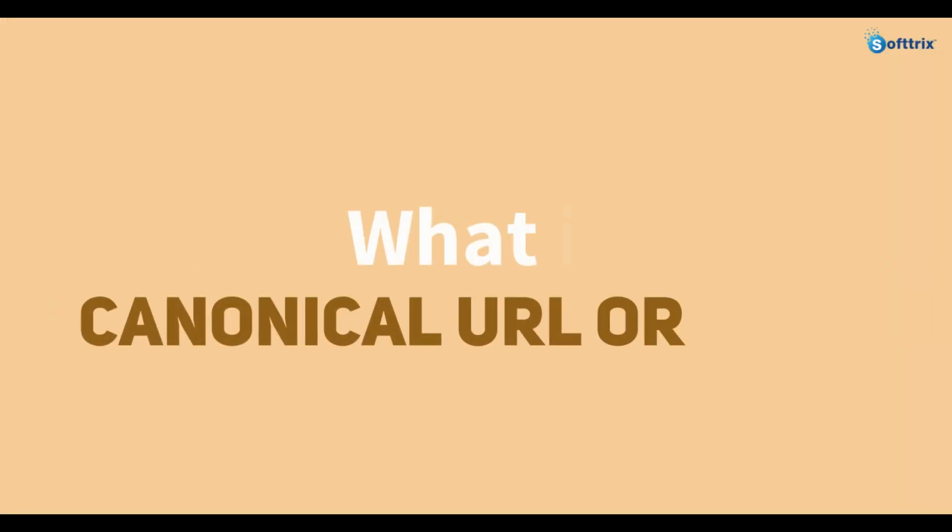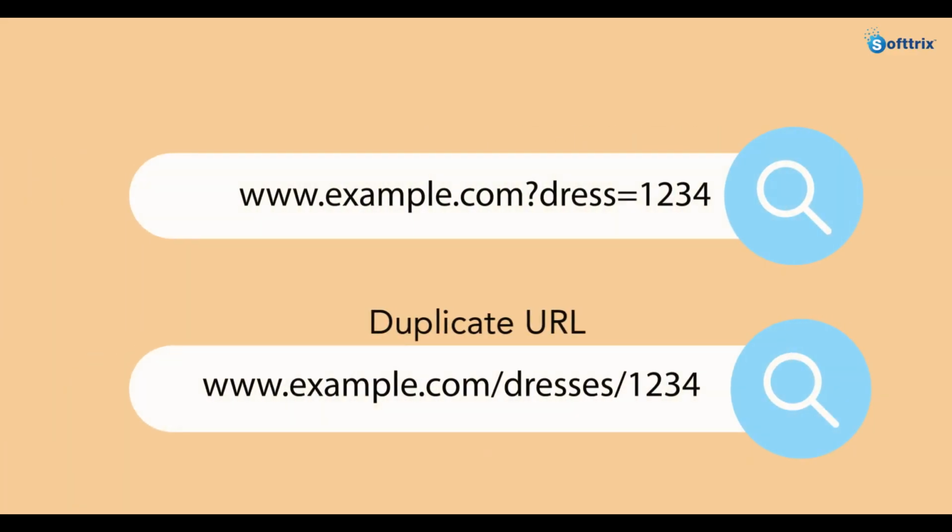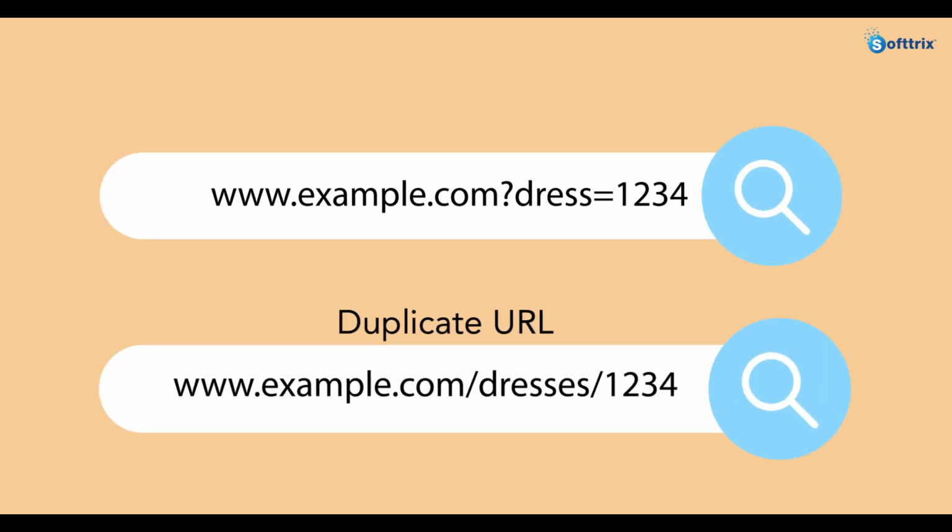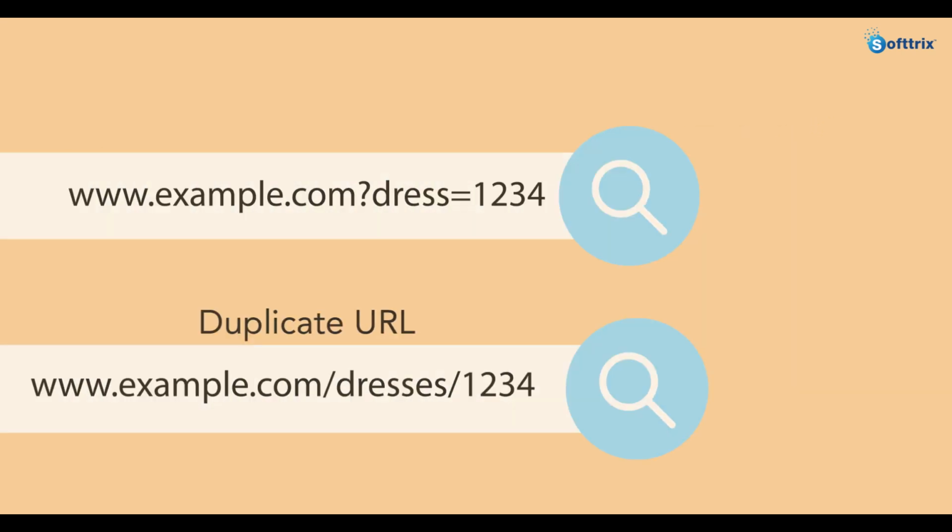So let us first of all understand what a canonical URL or a canonical tag is. A canonical URL is the URL which Google thinks is the most important from a set of duplicate URLs on the website as such. There are multiple scenarios wherein duplicate URLs can be created or must be created on the website.